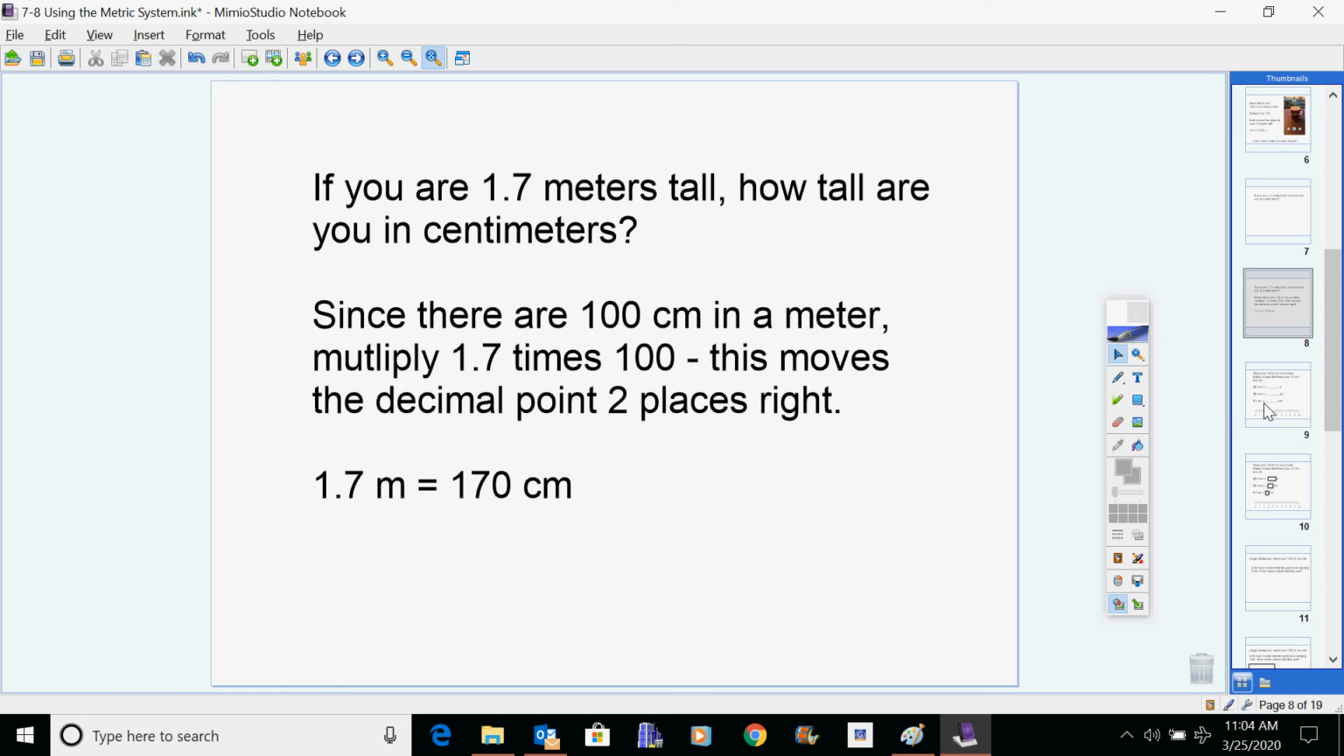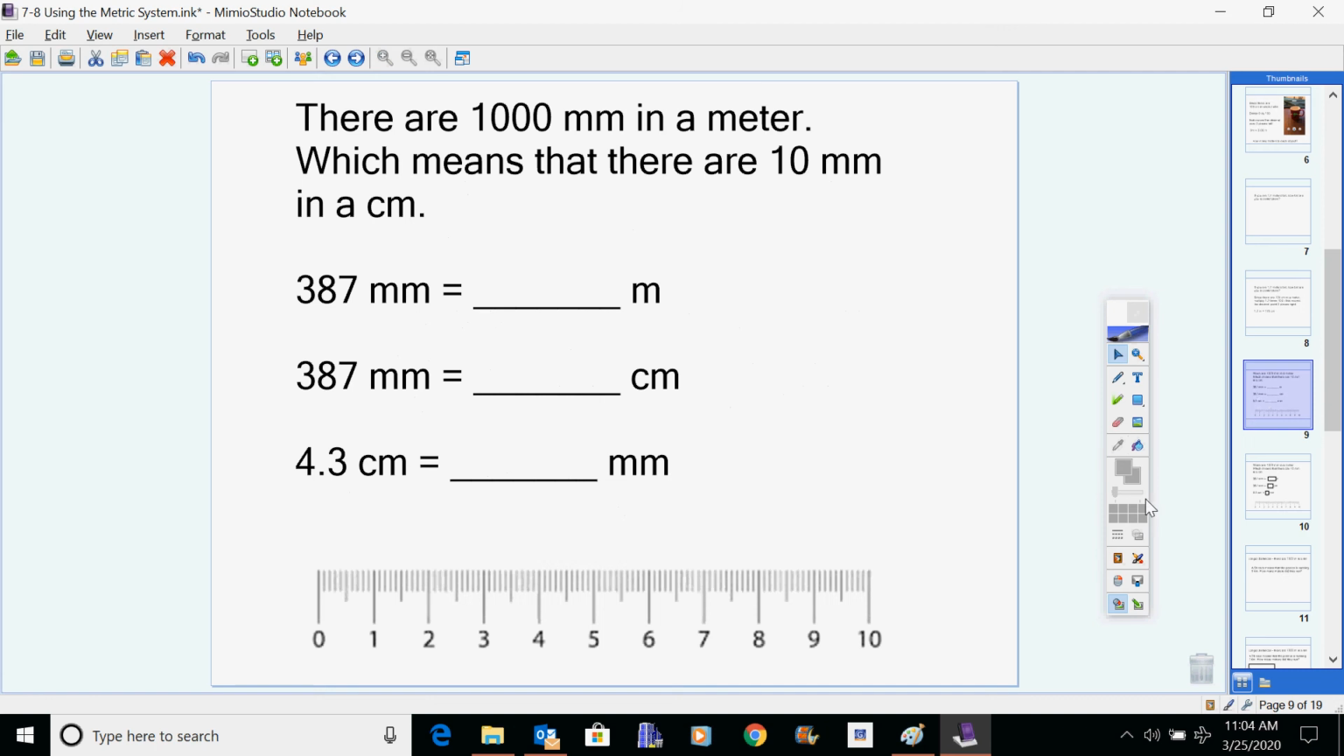Okay, I said based on powers of 10. If you had a whole big giant meter, there's a next smaller unit, which is a millimeter, and there's 1,000 of those millimeters in a meter.